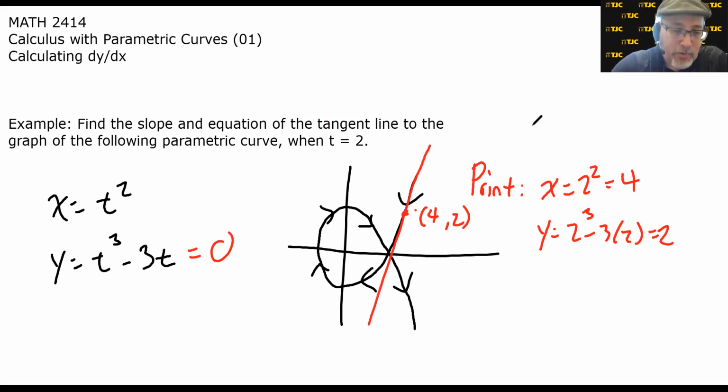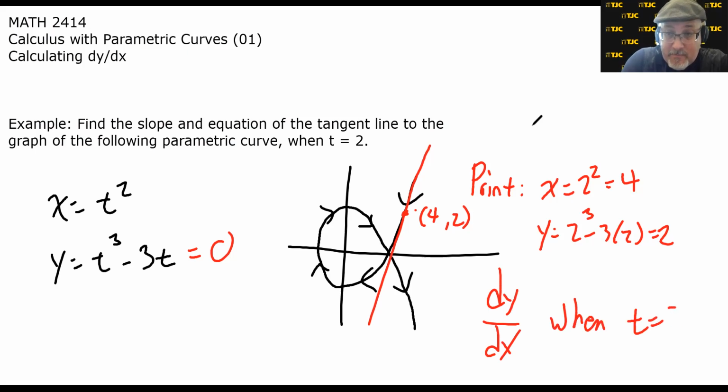We're looking for the equation of this tangent line, which means we need the slope of that line, which means we need the derivative, and specifically dy/dx when t is equal to 2. And what does that equal? Well, until we figure out how to take the derivative, it's not equal to anything yet. Well, it is equal to something, we just don't know it yet. So let's figure out how to find this derivative.